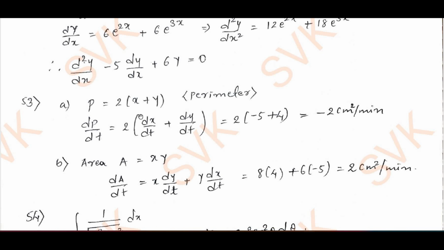Moving on to question number 53. So the perimeter is given by the formula P equal to 2 times (x plus y). Then differentiate P with respect to t. I got 2 times (dx/dt plus dy/dt). So then substitute the values of dx/dt and dy/dt. I got the value as minus 2 times minus 2 centimeter square per minute.